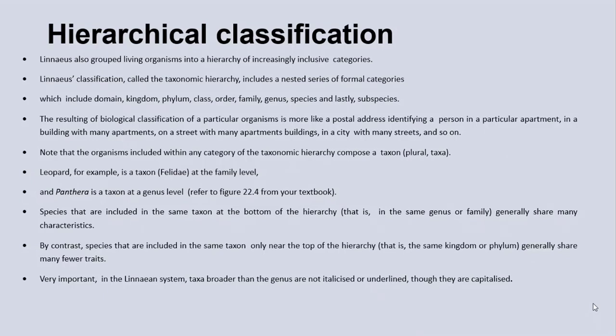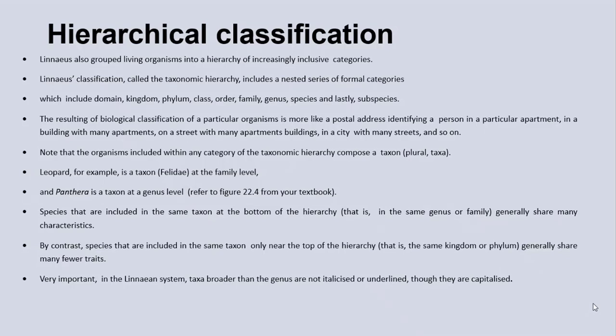To put this into our daily lives and understanding, the result of the biological classification for a particular organism is more like a postal address. I like how your lecturer put it. A postal address identifies a person in a particular apartment in a certain building, on a street, in a city, and that city has many streets and so on. So it is just an identification of where I can find this species, and where this species belongs.